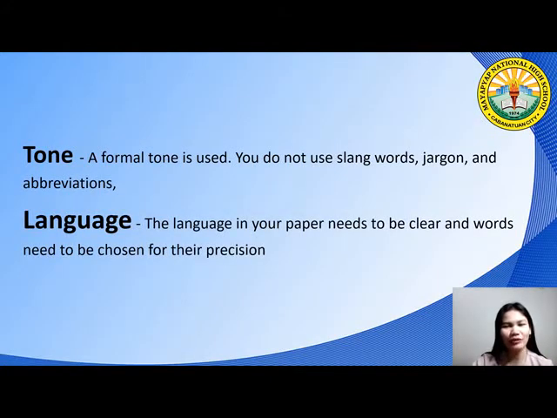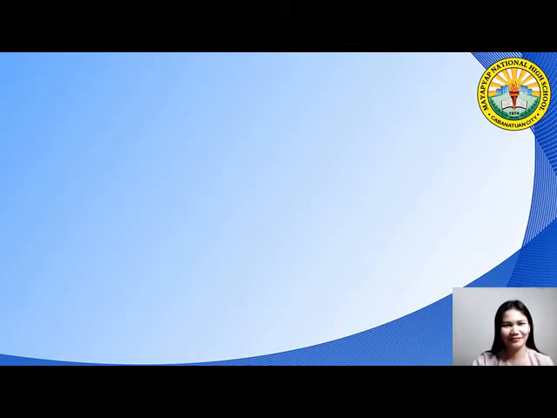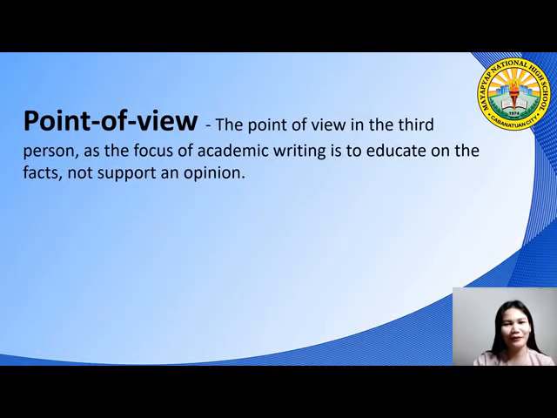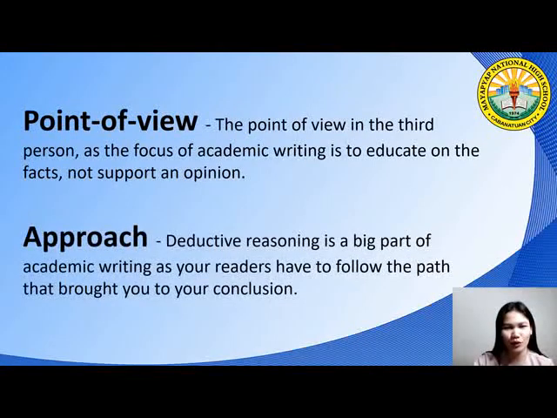Language. The language in your paper needs to be clear, and words need to be chosen for their precision. Point of view. The point of view is in the third person, as the focus of academic writing is to educate on the facts, not support an opinion. Approach. Deductive reasoning is a big part of academic writing, as your readers have to follow the path that brought you to your conclusion.